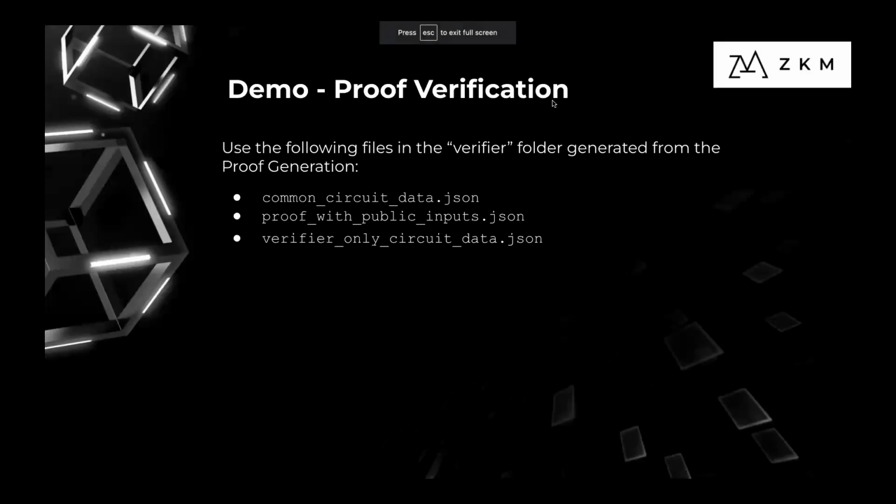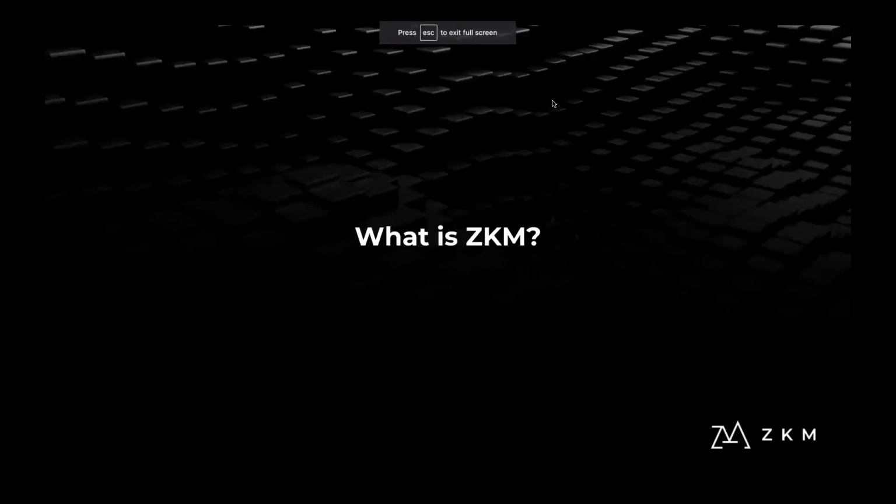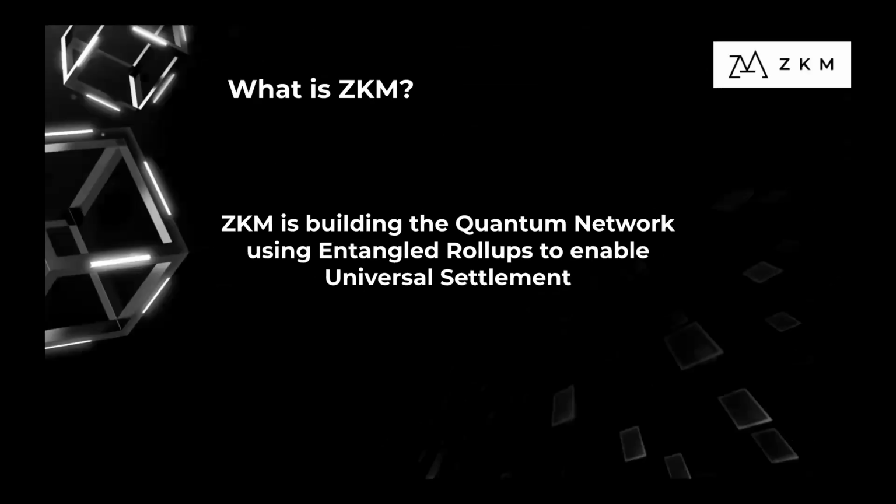All right. Okay, so first, what exactly is ZKM? ZKM is building the quantum network using entangled rollups to enable universal settlement. Now, what does all of that mean? Let's first take a look into the idea of universal settlement. But before we can dive into that, we'll need to first cover what settlement is.